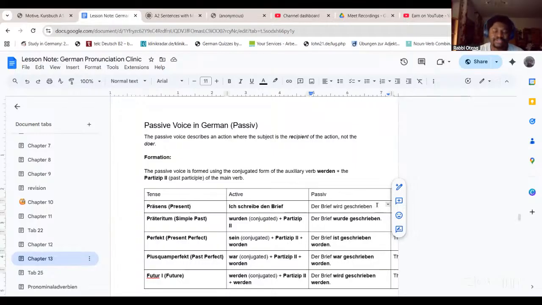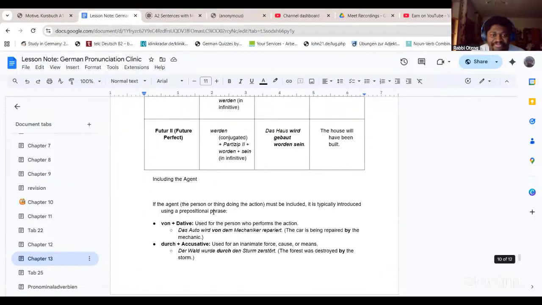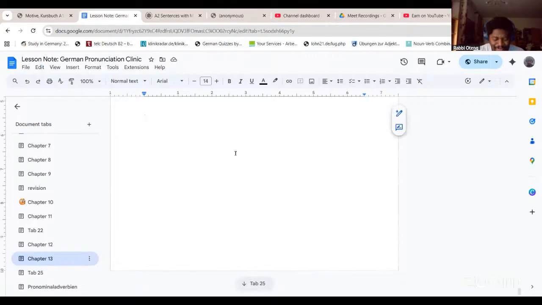Collins asked the question about the ist form. The ist is also a form of passive sentence, but that's when the action is done. So in the normal sentence, I am washing my car. Okay, I am washing my car. This is the active sentence.